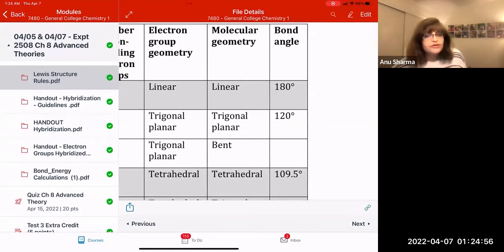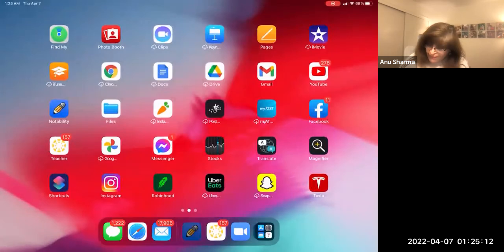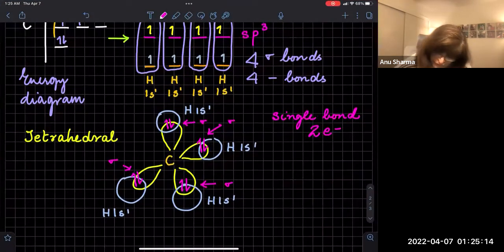The molecular geometry is from outside. Electron group geometry is from inside. So internally tetrahedral, externally tetrahedral, and then the angle is 109.5. So tetrahedral electron group geometry.